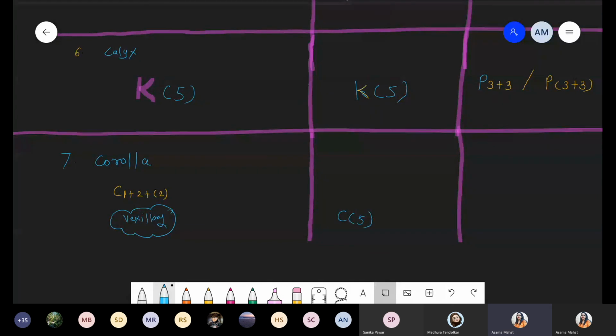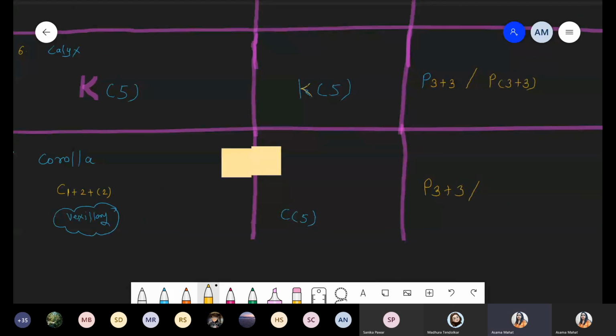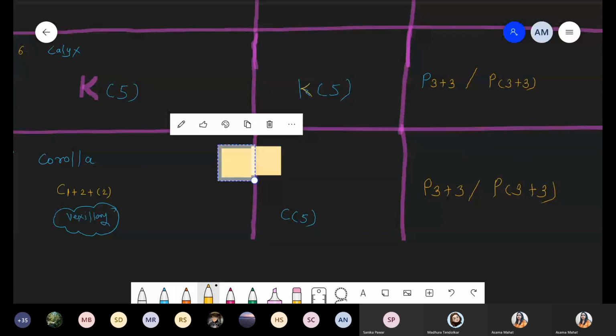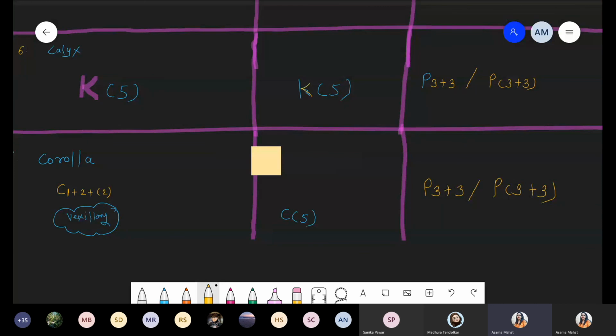And in case of Liliaceae family, just give the tick mark because there is a presence of perianth. Maybe there is a presence of P 3 plus 3, or maybe P inside the bracket 3 plus 3. Simple condition. Because in case of perianth, there is no specific category like sepal and petal. So simply in both types, we can represent it as a perianth. That's it.